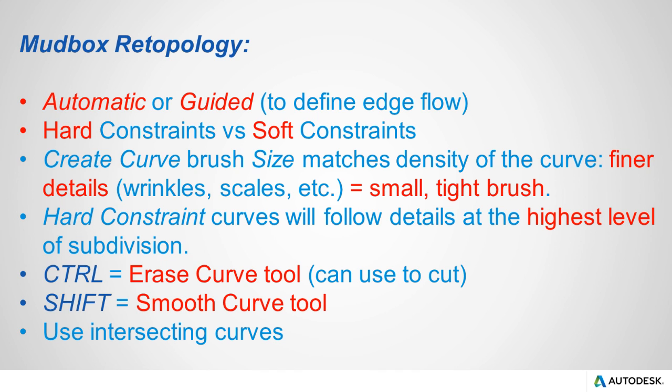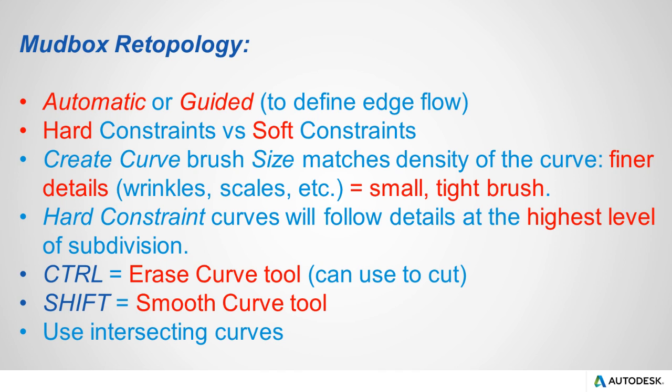I should point out here that the hard constraint curves will follow details at the highest level of subdivision, which is really nice. So at the highest level of subdivision that you're on, using a really fine, tight, small brush, you can draw those curves right over those really fine details, whether it be things like scales, skin pores, fine wrinkles, or whatever it will be. Those curves will grab all of those details so that the resulting mesh in retopology will take that into consideration and make sure that at its highest level in its new mesh format, all of those details will exist.